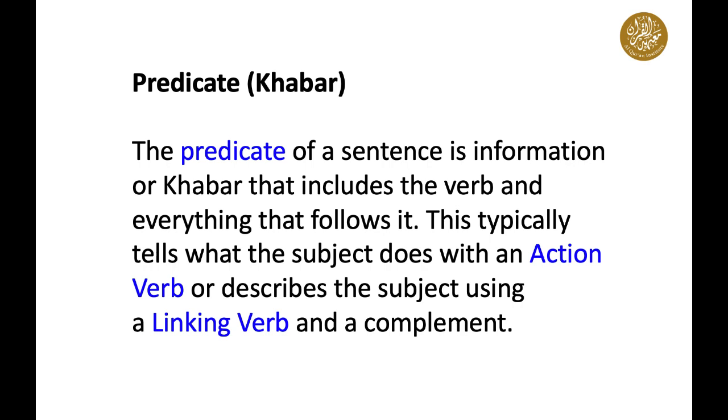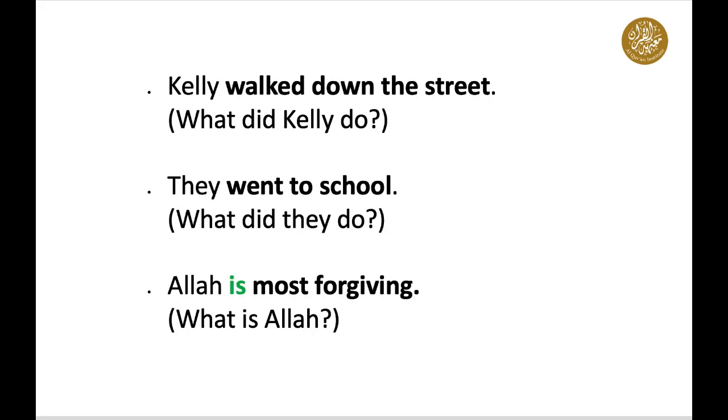The predicate of a sentence is information or Khabar that includes the verb and everything that follows it. This typically tells what the subject does with an action verb or describes the subject using a linking verb and a complement. Let's look at some examples. Kelly walked down the street. What did Kelly do? She walked down the street. So that's an information or khabar. That's called predicate in English, and in Arabic that is called khabar.